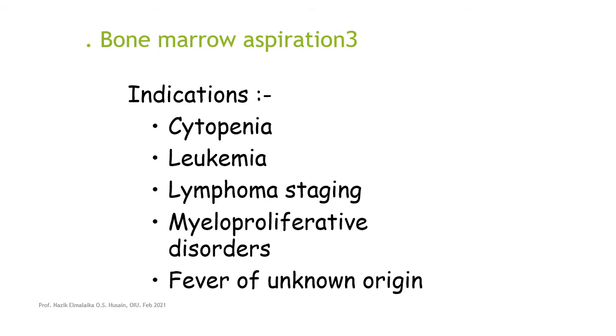Lymphoma staging, the staging of lymphoma. Lymphoma is diagnosed by lymph node biopsy, but one of the staging criteria is the involvement of bone marrow. Myeloproliferative disorders, one of which is chronic myeloid leukemia, a chronic disorder, or myelofibrosis. They cause fibrosis in the bone marrow. Also, it is indicated when there is a fever of unknown origin. It may show, for example, leishmania in bone marrow.